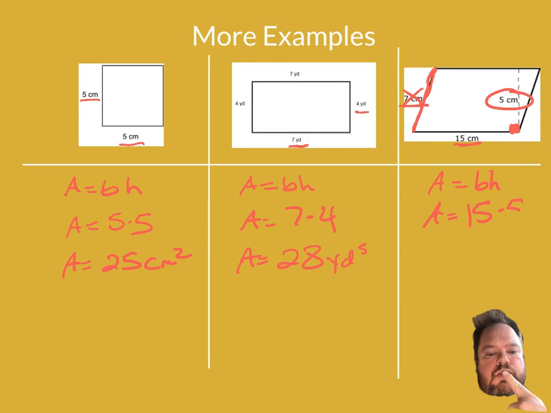So we're going to go times 5, and area is 15 times 5. 5 times 5 is 25. Carry the 2. 5 times 1 plus 2 is 7. 75 centimeters squared. So that's how we find the area of some quadrilaterals.